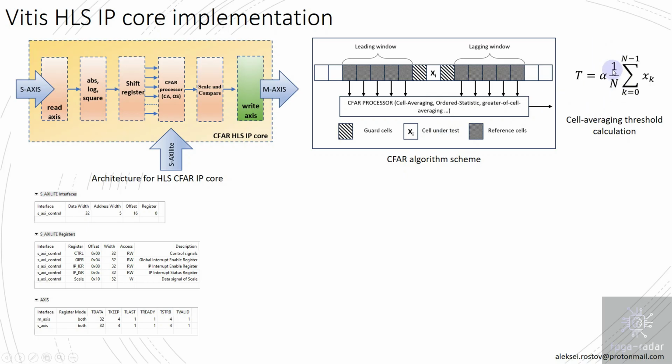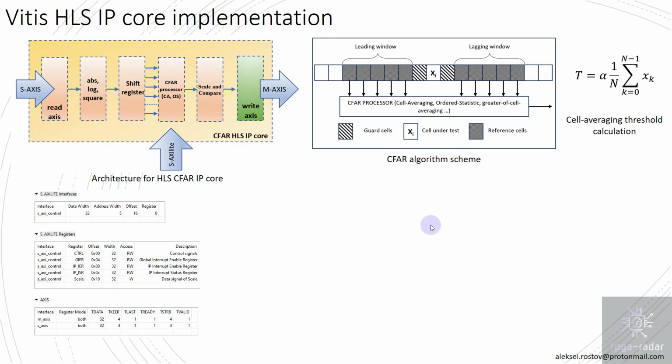So here is an example of how the threshold is calculated in a cell averaging CFAR detector. In my implementation, the size of the guard cells and the reference cells is a hard-coded, non-adjustable parameter, unlike, for example, the scale factor. The scale factor is a fully adjustable, runtime configurable parameter. By using the scale factor, the probability of false alarm can be adjusted according to the noise floor of your system.